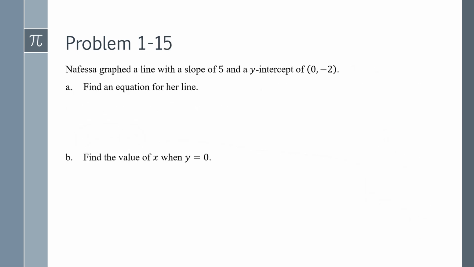Okay, for 115, Nafisa graphed a line with a slope of 5 and a y-intercept of negative 2. So first, write an equation for her line. Well, I have a slope and an intercept, so that means I should use the slope-intercept form. Recall from the math notes in this lesson that slope-intercept form is y equals mx plus b. So the slope is m, the y-intercept is b. So in my equation, the slope is 5.